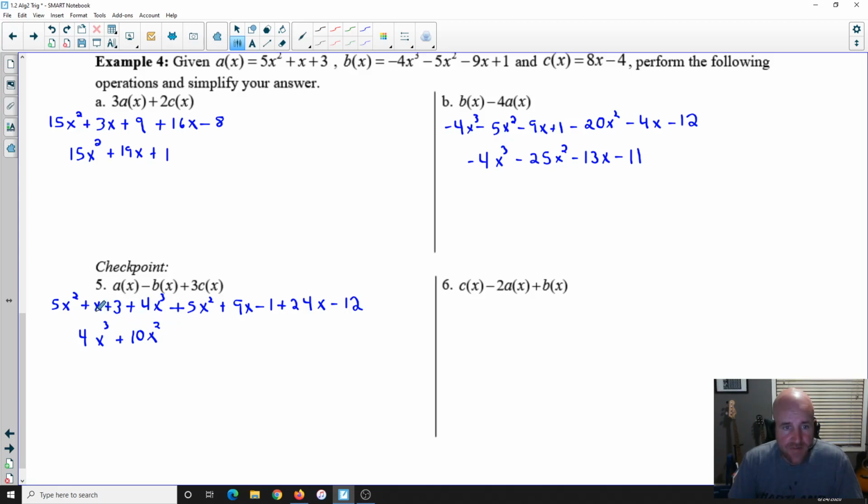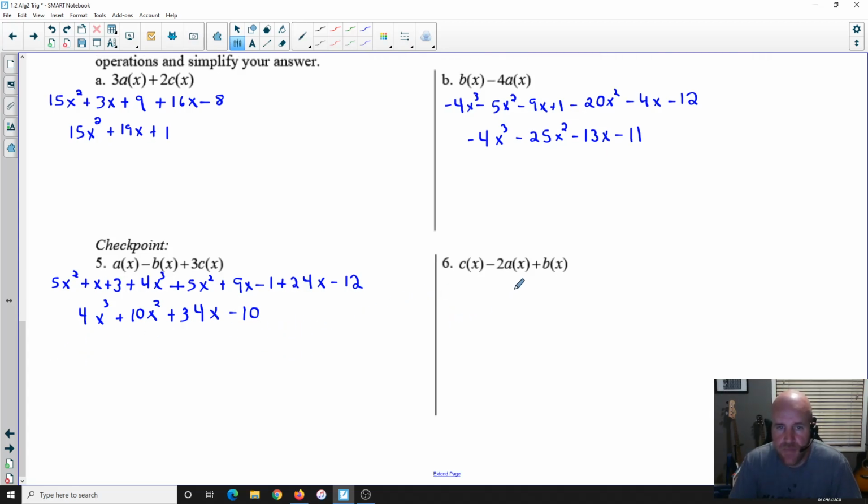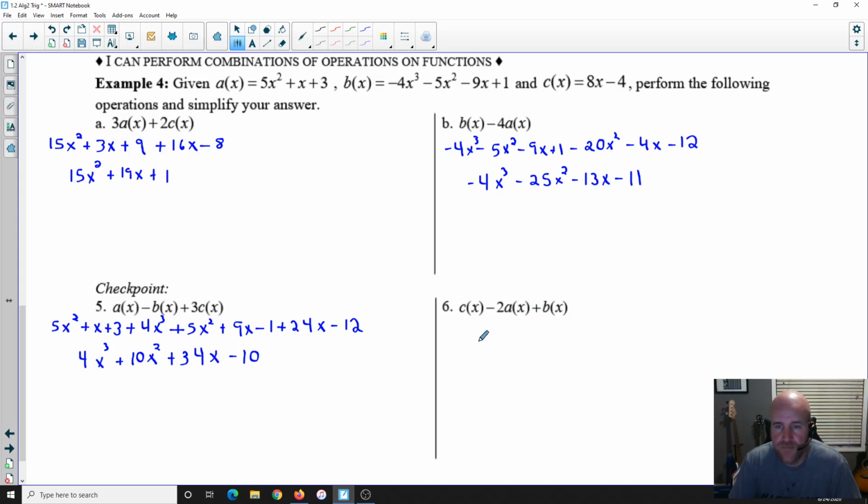Now I'm looking for x's, so I have an x and a 9x. So if I put those, that's 10x, and then I have a 24x. So 10x and 24x is 34x. And then constant, so I have a 3. I have a -1. So put those together, I get 2. And then a -12. So 2 minus 12 would be -10. And that's it.